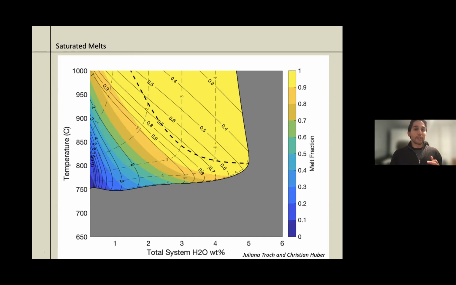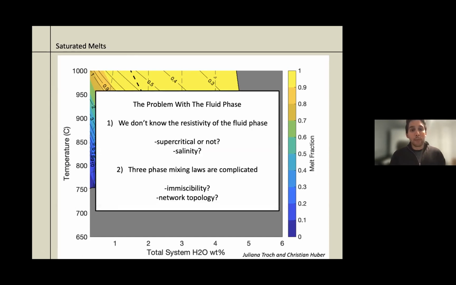But once you start talking about saturated melts, it gets a lot more complicated, and there's problems with trying to characterize saturated melts. The first problem is that we don't know the resistivity of the fluid phase, especially from an MT perspective. We really don't know how to characterize it. We don't even know if it's necessarily supercritical or not. And this involves some really complicated equations of state that haven't really been explored, at least for this particular application.